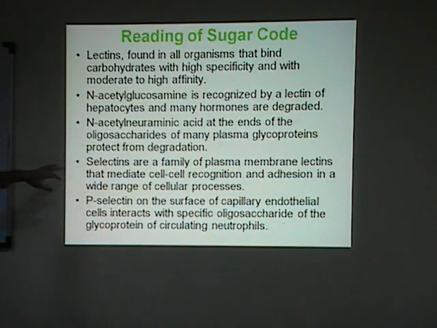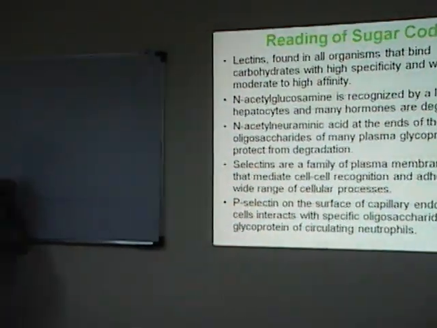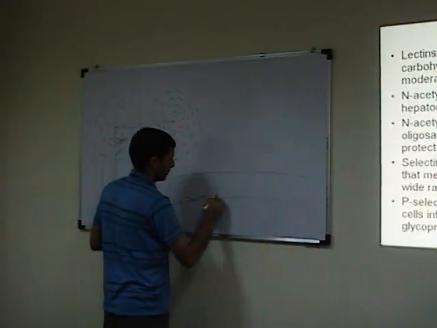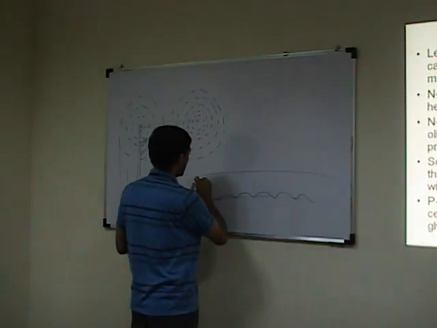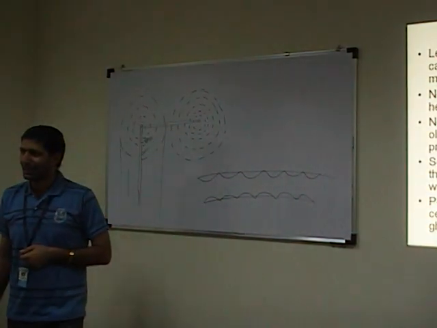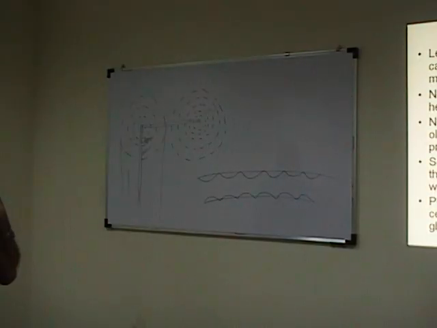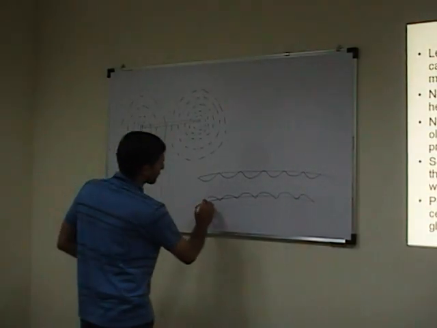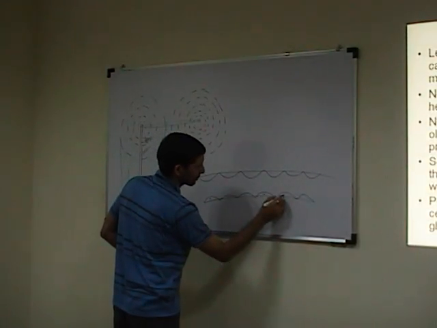Now, selectins. Selectins are a family of plasma membrane lectins that mediate cell-to-cell recognition and adhesion in a wide range of cellular processes, particularly when we study diapedesis. What happens? This is a blood capillary, and it is lined with endothelial cells, isn't it? And these are endothelial cells.